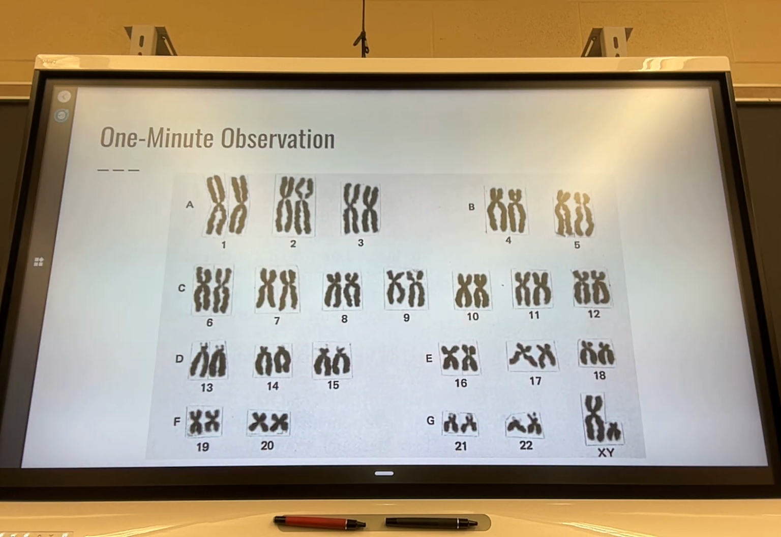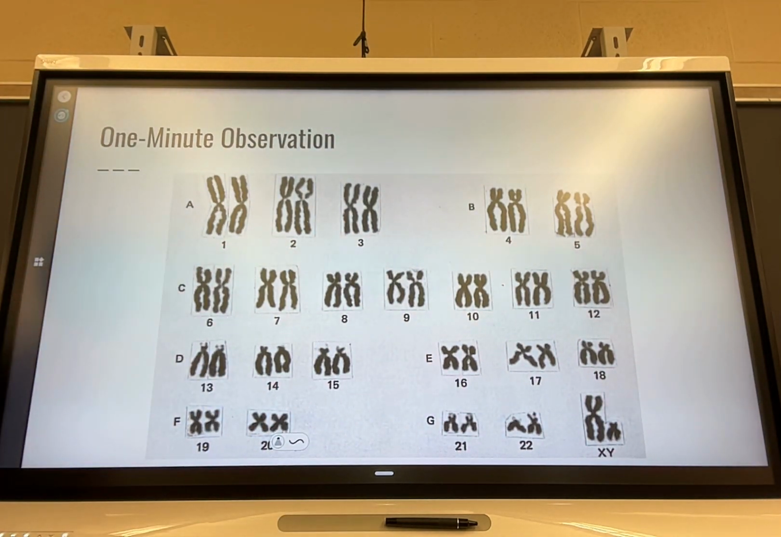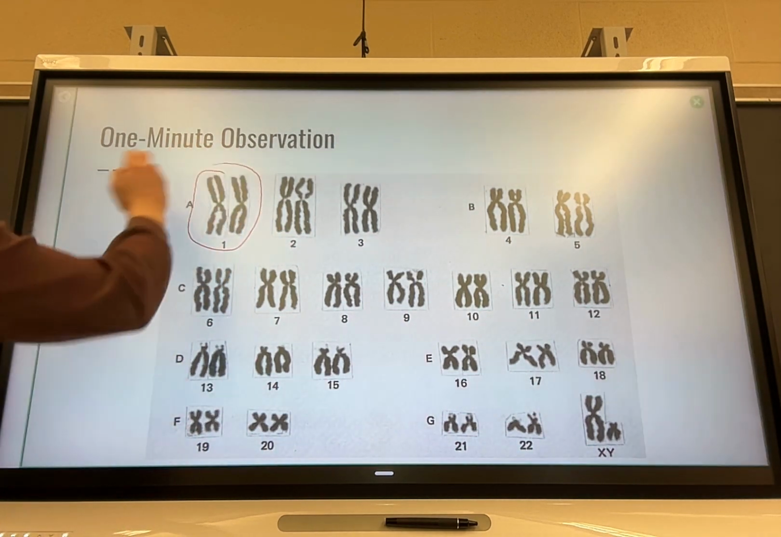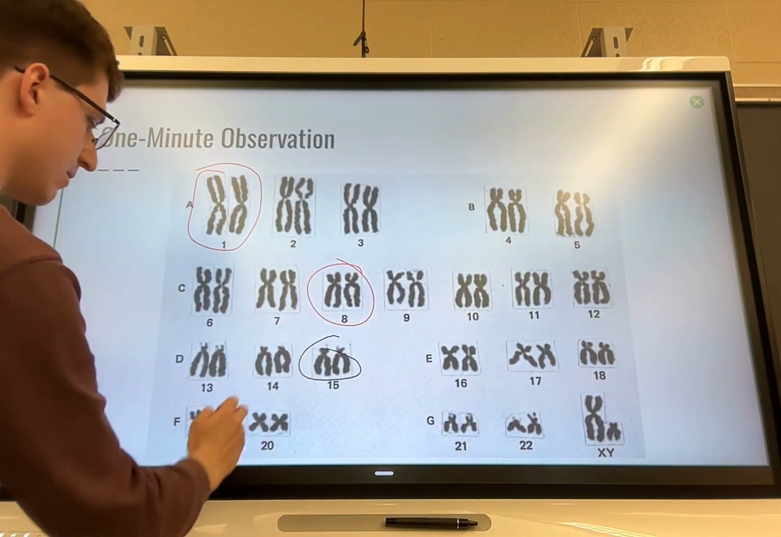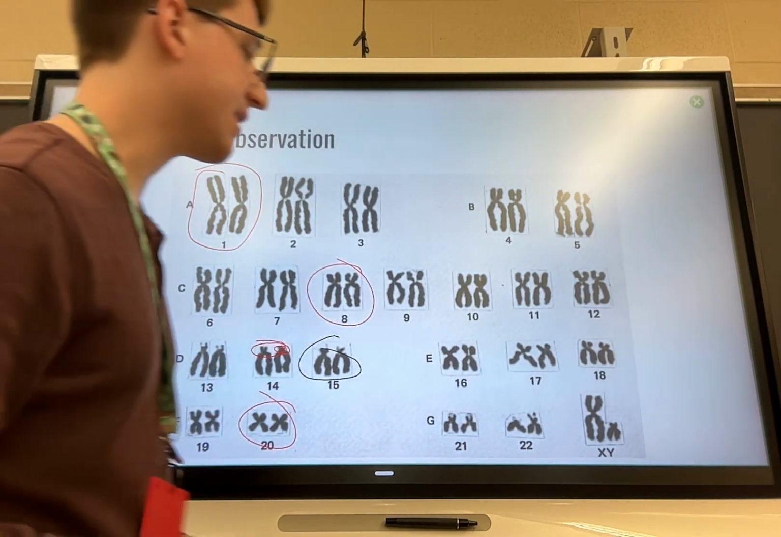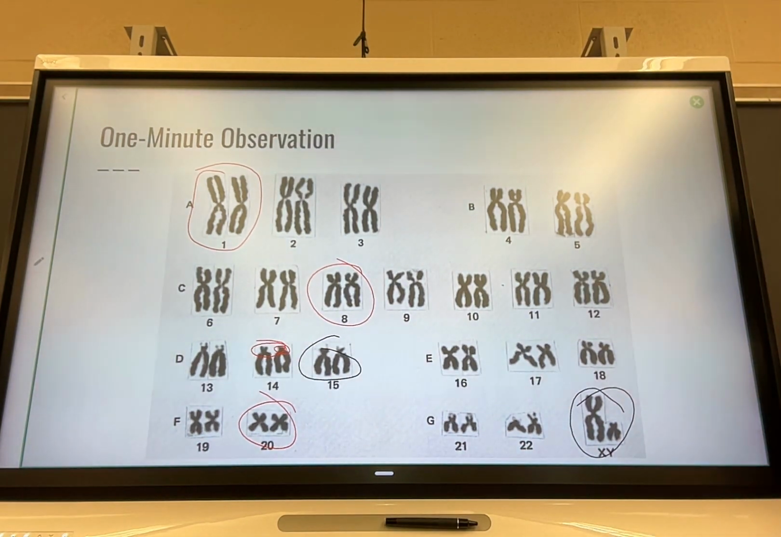Okay, so you may have noticed in this diagram, this is a karyotype. This shows all of the chromosomes available in a human. You notice that all of them are paired up, and they usually have about the same size, the same shape, the same location of their centromere, except for this X and Y group down here. So this is a human male.